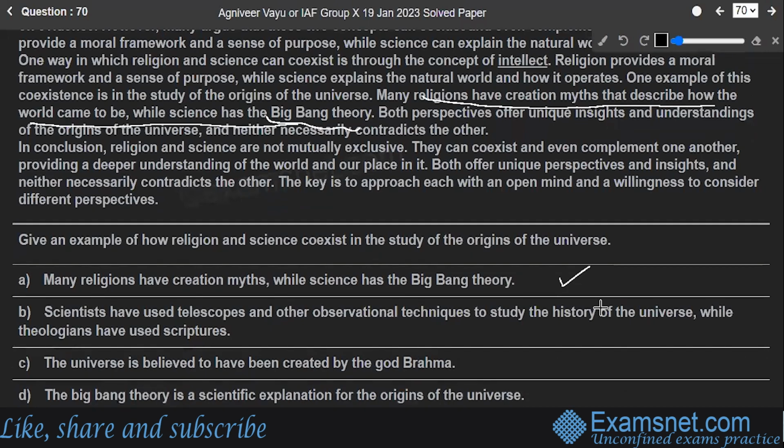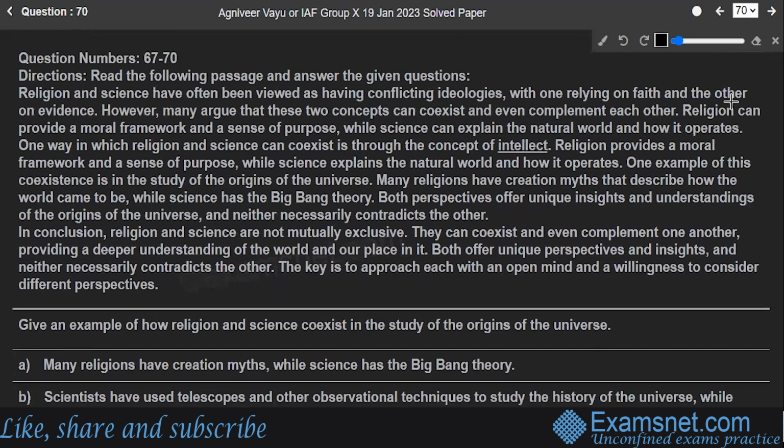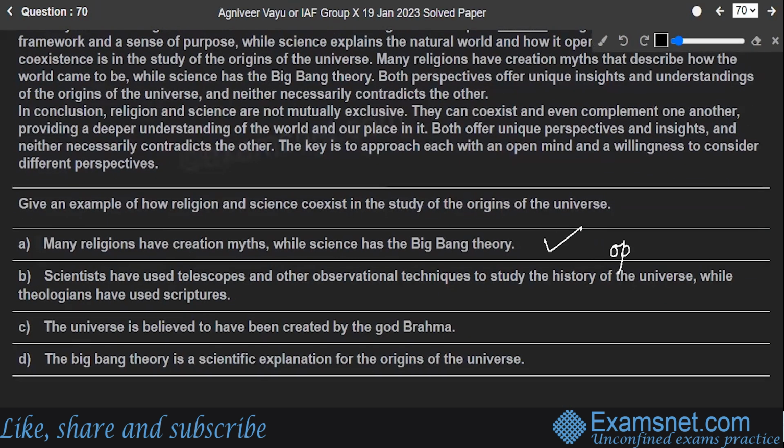Let's read the rest of the options as well. Scientists have used telescopes and other observational techniques to study the history of the universe, while theologians have used scriptures. The universe is believed to have been created by the God Brahma. The Big Bang theory is a scientific explanation for the origins of the universe. See, I told you we already have this answer. This is a perfect match for the given paragraph, right? So option A is the correct answer.